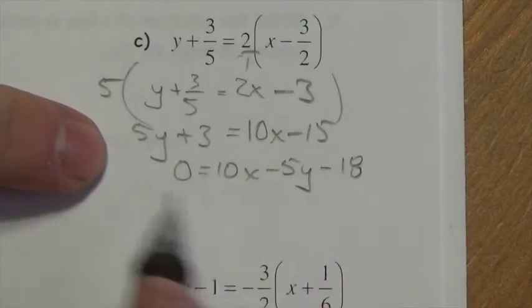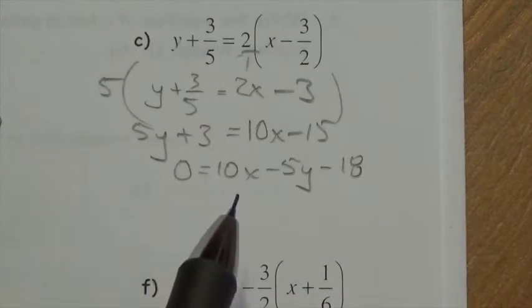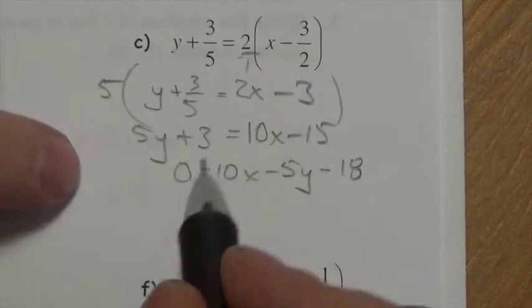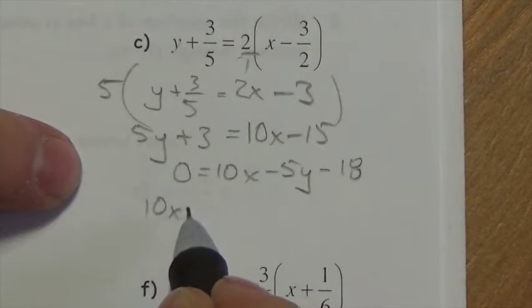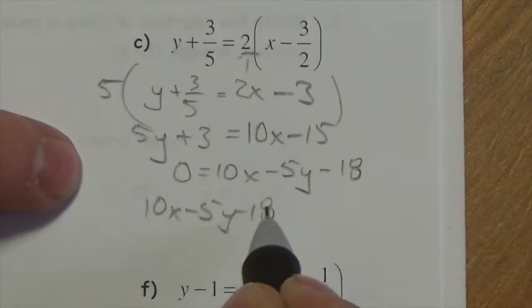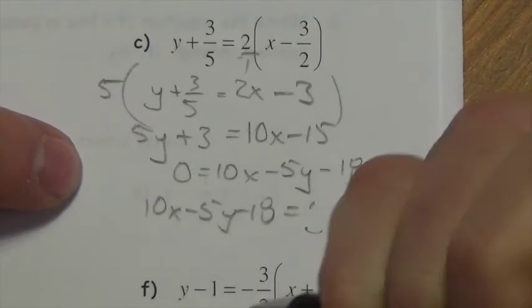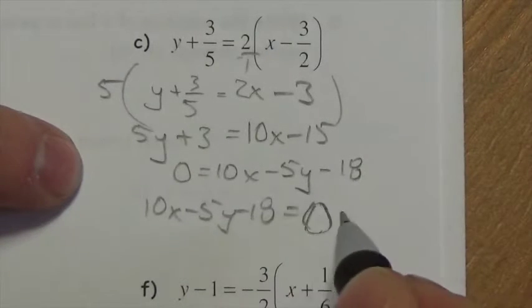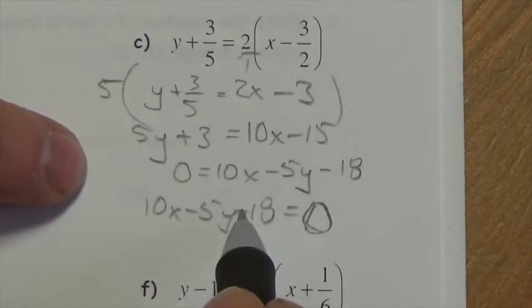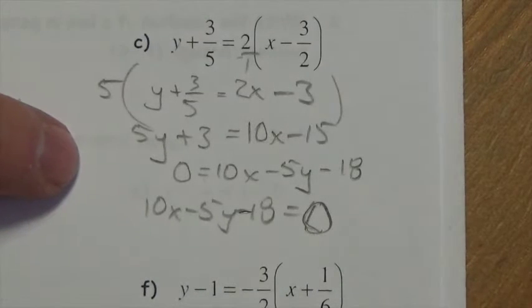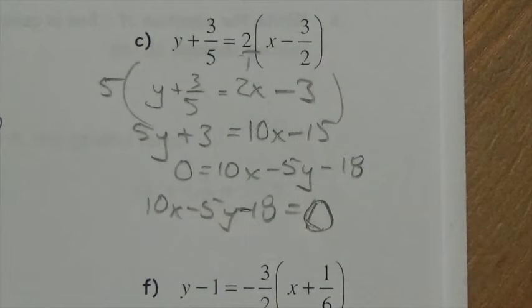So there's my answer. There's nothing wrong with writing it like that, but if you want to have the equal 0 on the other side here, that's okay. We just have to rewrite this as 10x minus 5y minus 18 is equal to 0. If it's equal to 0 on the left, it'll equal 0 on the right, okay? That doesn't really matter what order you write that in. Equal to 0 is equal to 0.